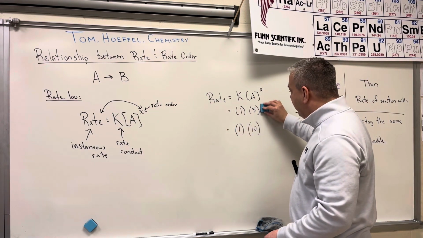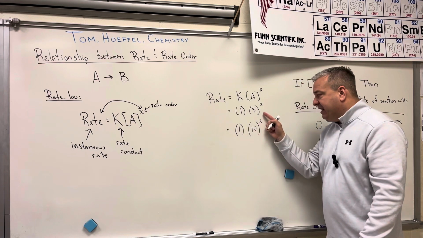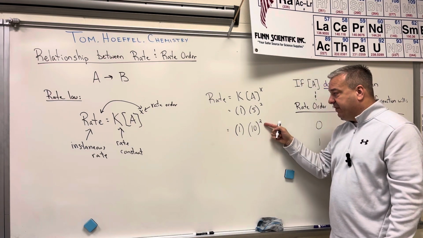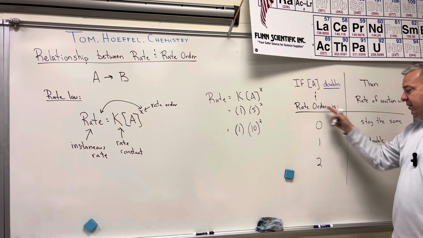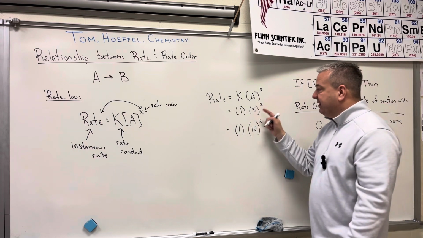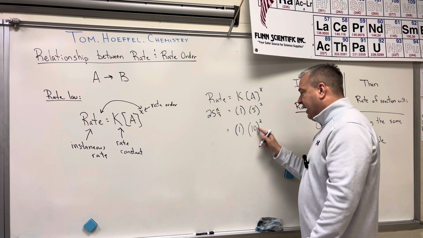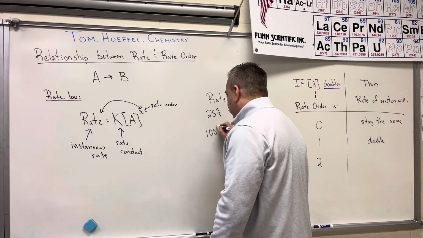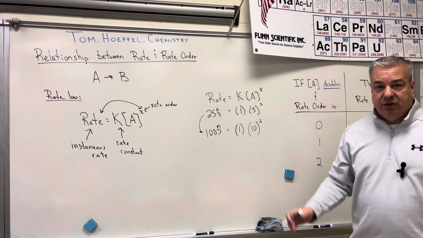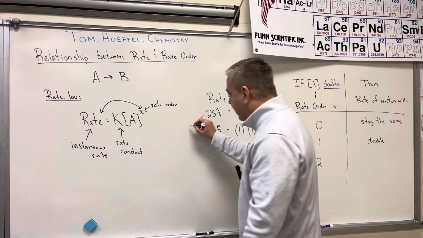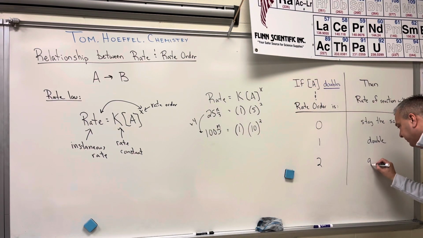And say, what if the rate order is 2? Okay, so I'm changing the exponent to 2 because I'm saying, hey, what if the rate order is 2? So this part right here, we're going to double A, and the rate order is 2. So 5 to the second power is going to give us 25 molarity per second. 10 to the second power is going to give us 100 molarity per second. So what kind of factor is that? Okay, 25 to 100, that looks like an increase of a factor of 4, or a quadrupling.